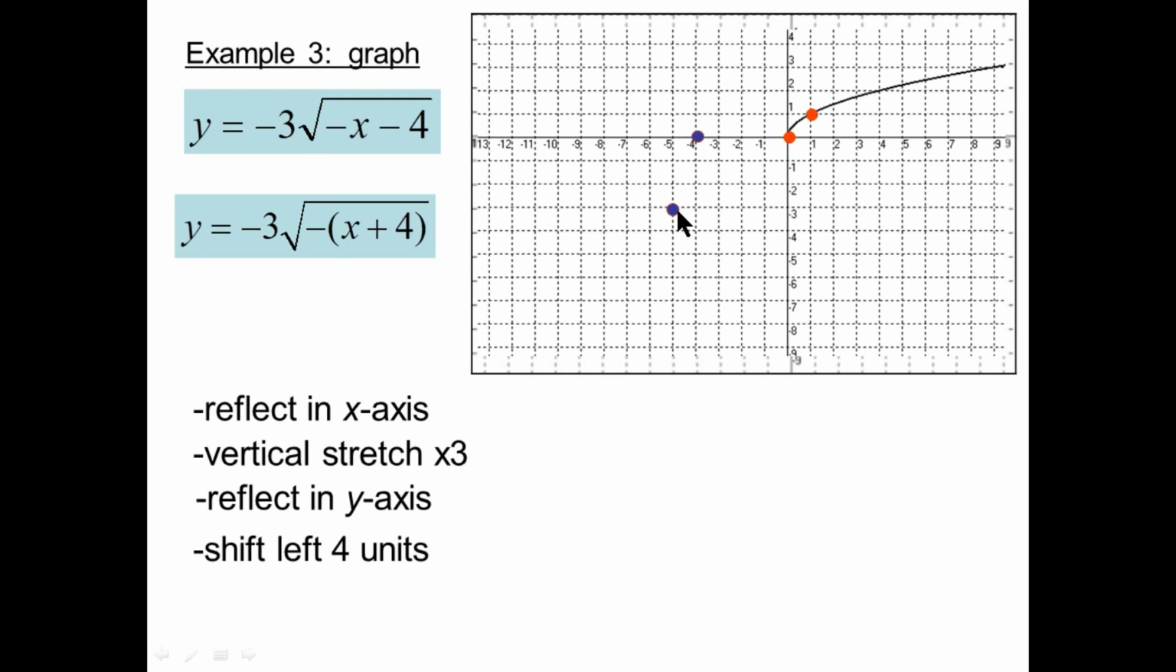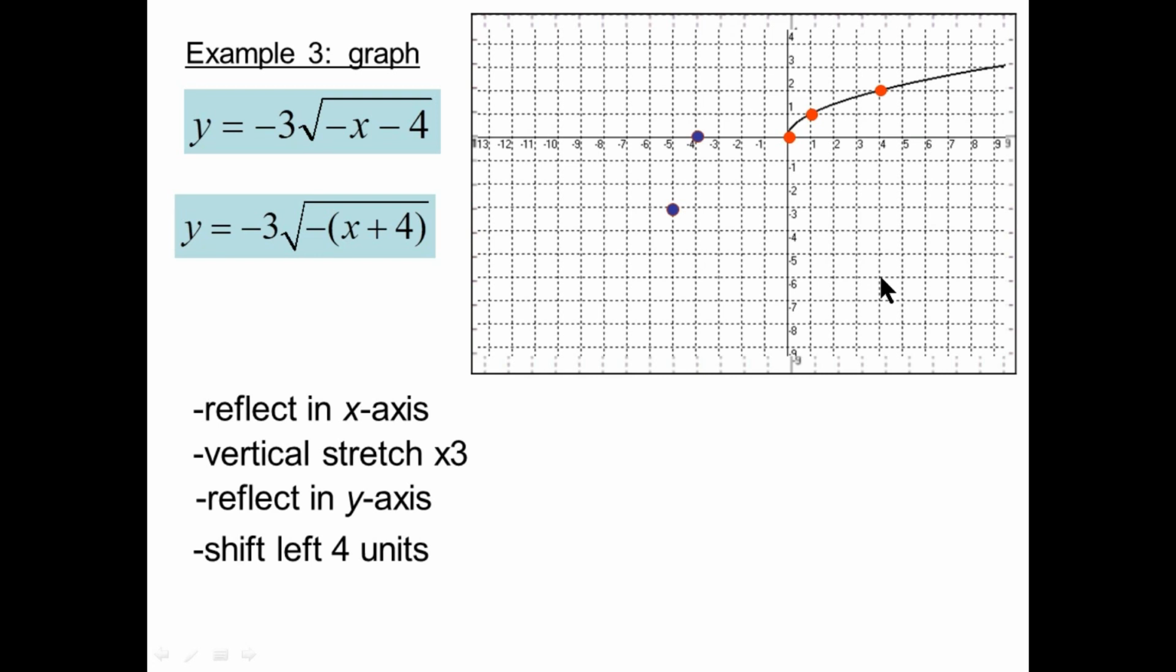Let's go to the next point that we know about on the parent function, which is 4, 2, because root 4 is 2. And let's go down this list. Reflecting the x-axis means it comes down here. Vertically stretched times 3 means take the y value, which is minus 2, and multiply by 3. Make it minus 6. Minus 2, minus 3, minus 4, minus 5, minus 6.